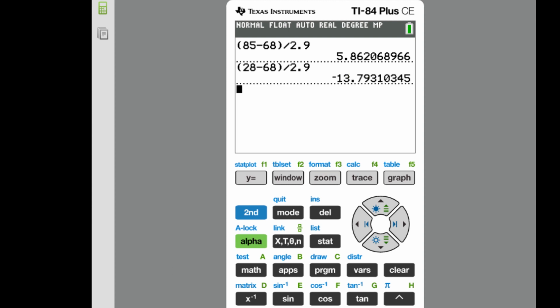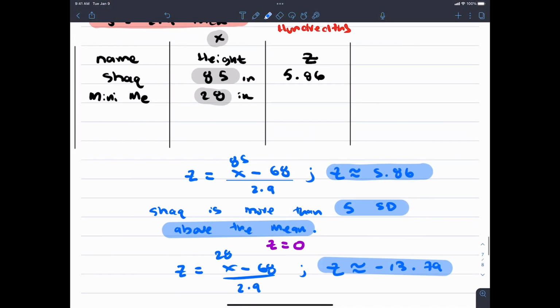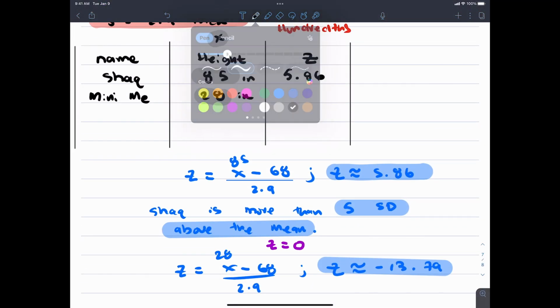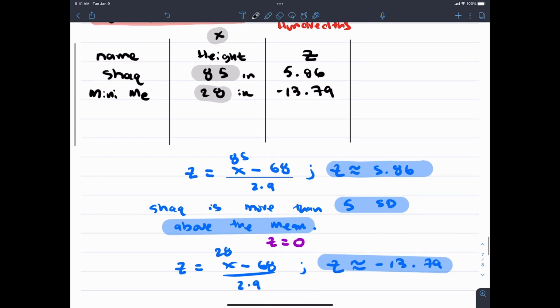What do you get now? This is what? Negative 13.79. Okay. So I got the Z value, negative what? 13.79. What do you guys think that represents?